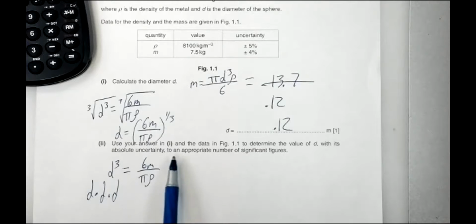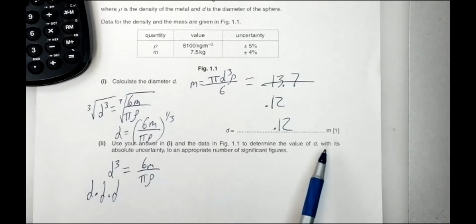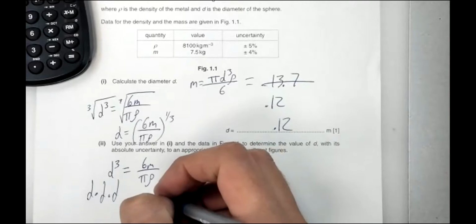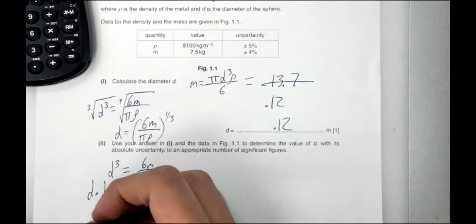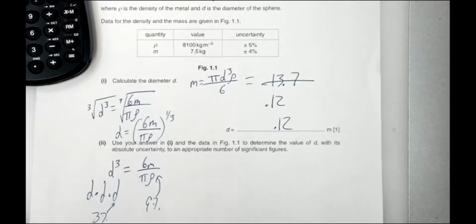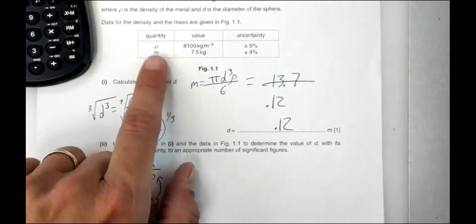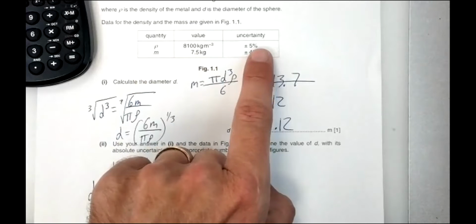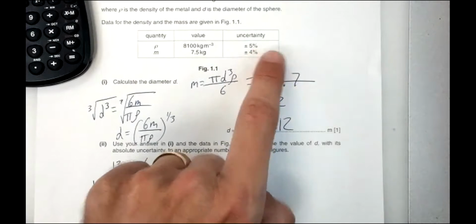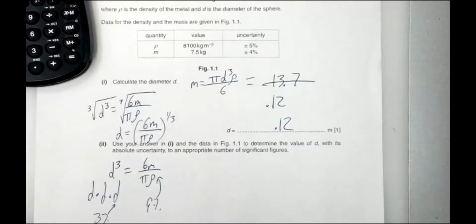So if we use the data here to determine the value of D with its absolute uncertainty, we would start by realizing that because there is 9% uncertainty in this, there must be 3% uncertainty in each one of these diameters. That's how it adds up to 9. If we had the data a different way, and it told us D has 3% uncertainty, and we asked what's the uncertainty in D cubed, we just add it up. So we're working the other way.